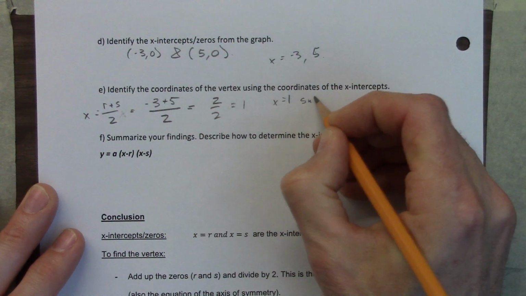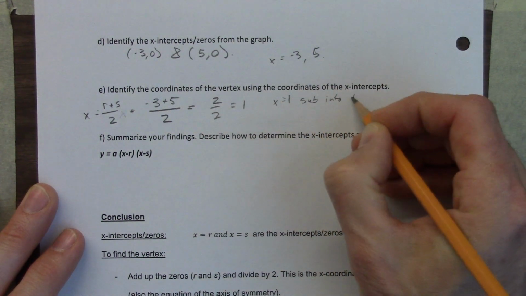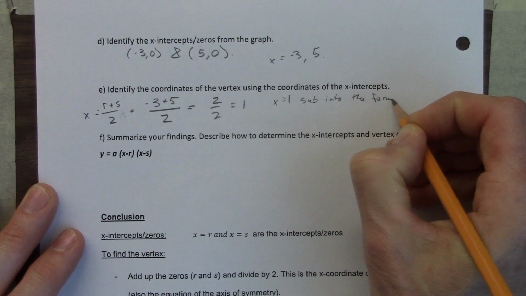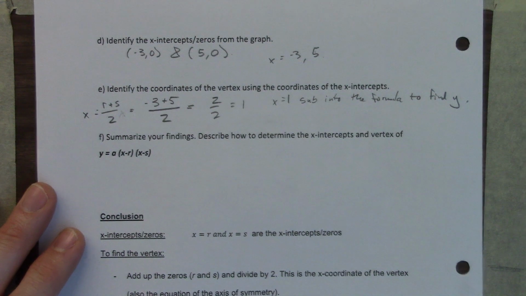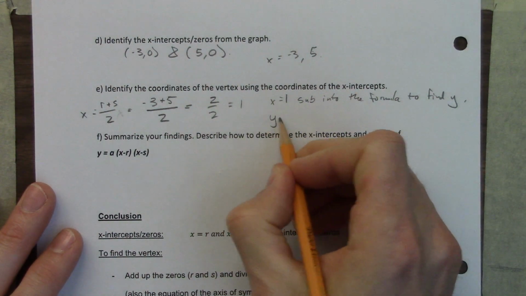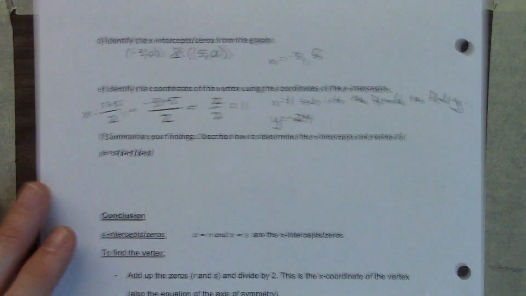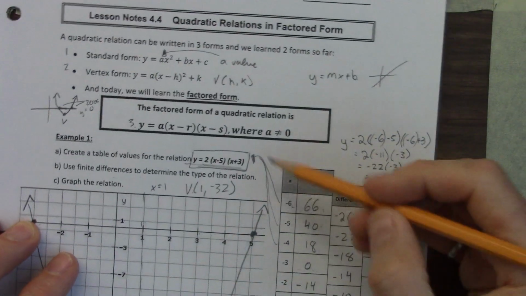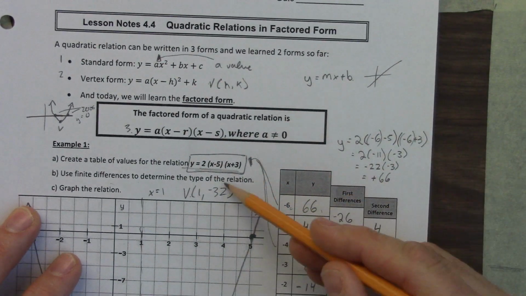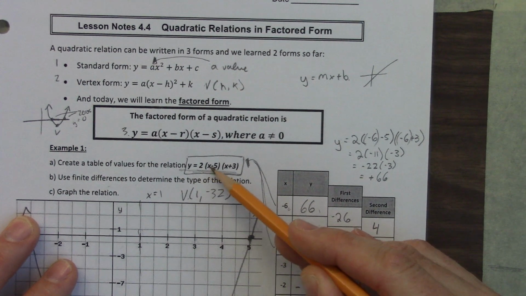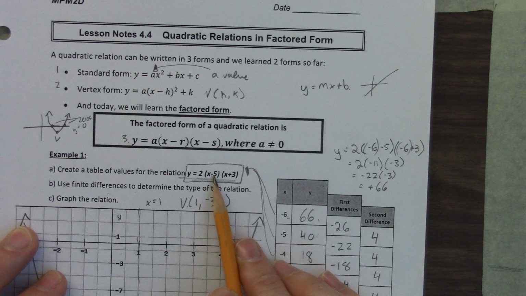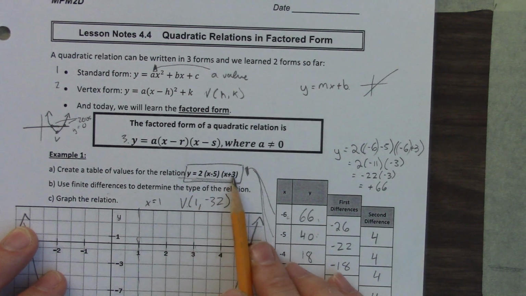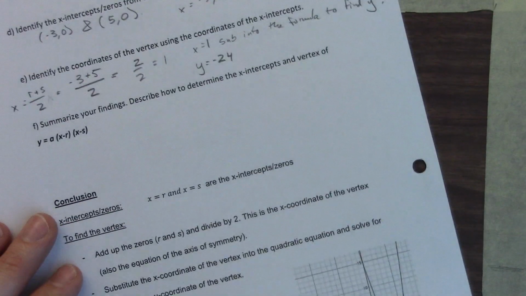And then we sub into the formula to find y. So y is equal to -24. Sorry, -32. We're substituting in here. For x, we're substituting in 1. So I have 1 minus 5 is -4, times 4, so we have -16 here. -16 times 2 is -32.